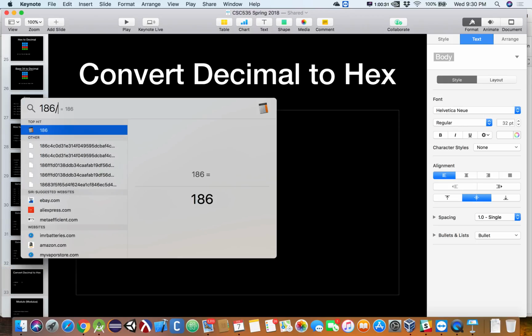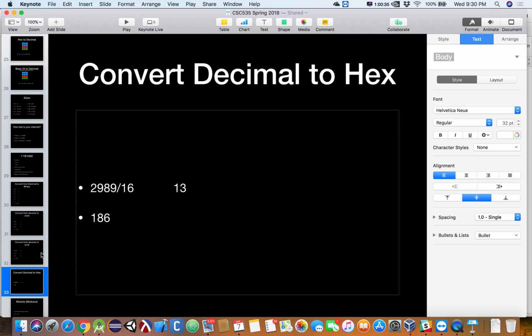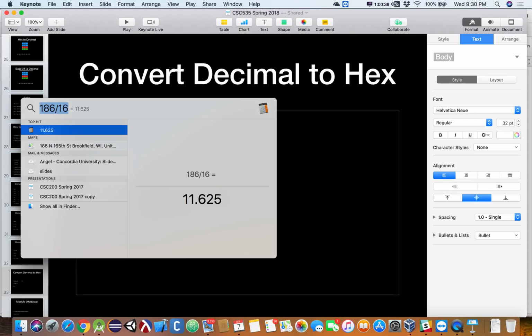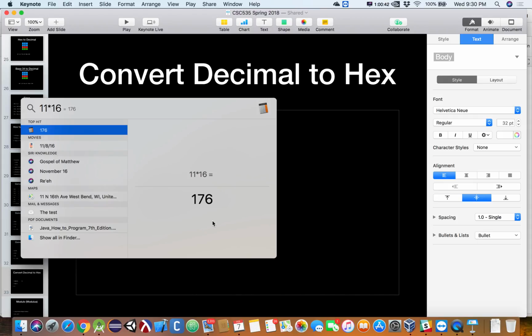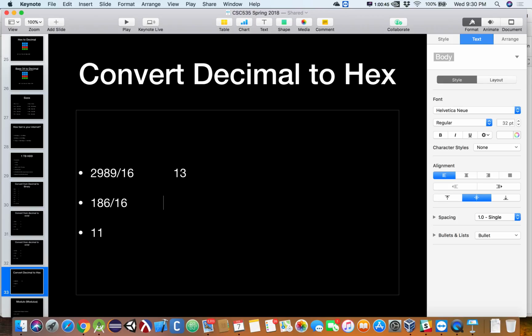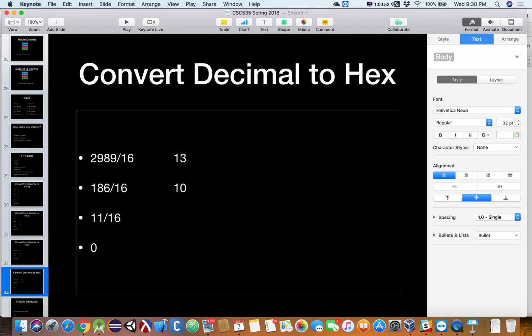186 divided by 16 is 11. 11 times 16 is 176. So that's a remainder of 10. 11 divided by 16 is 0. 0 times 16 is 0 with a remainder of 11. So what's the answer? C, A, yeah. So since we're dealing with hexadecimal, we need to convert these guys. This is a B. This is an A. This is a D. BAD.